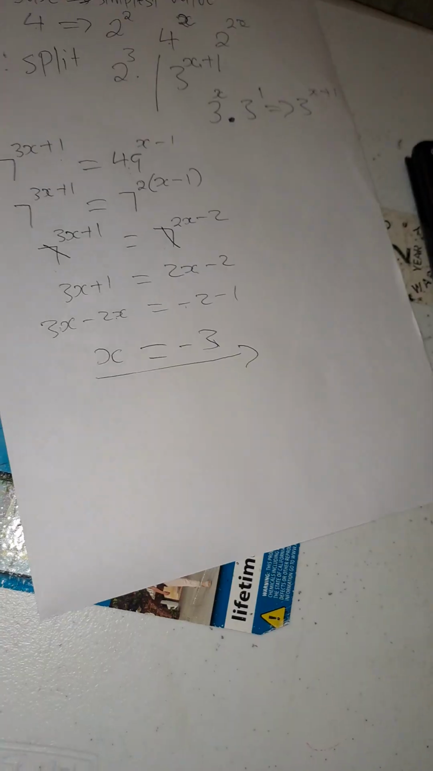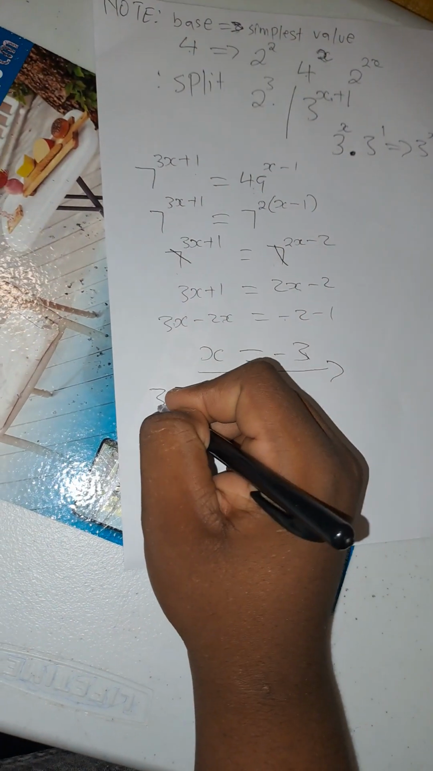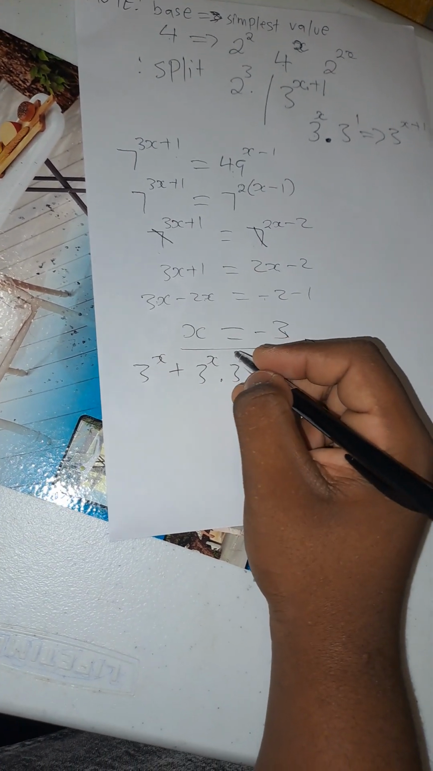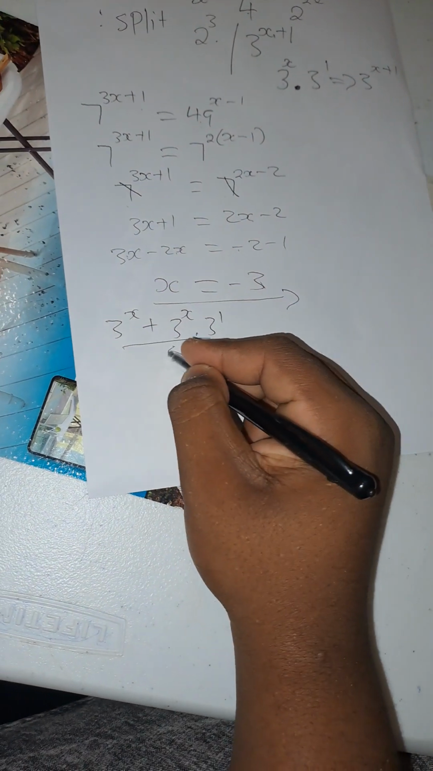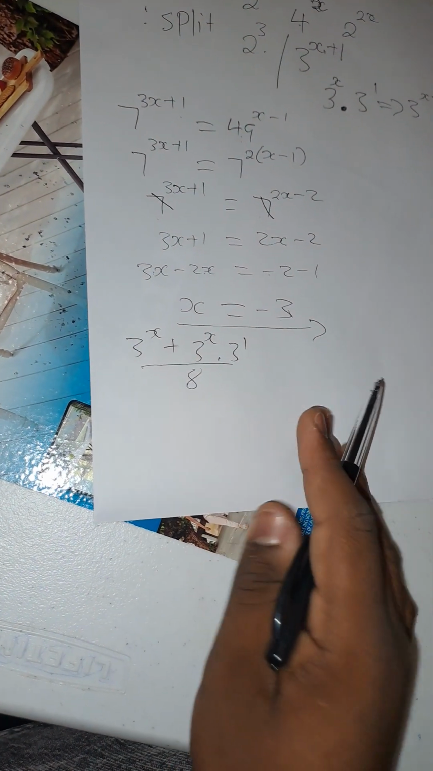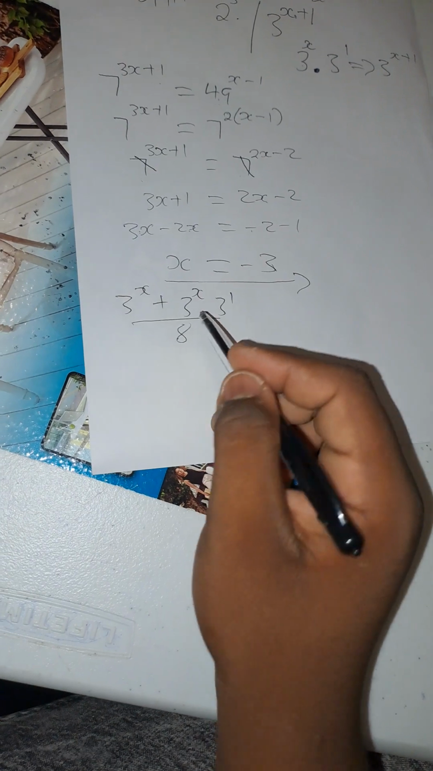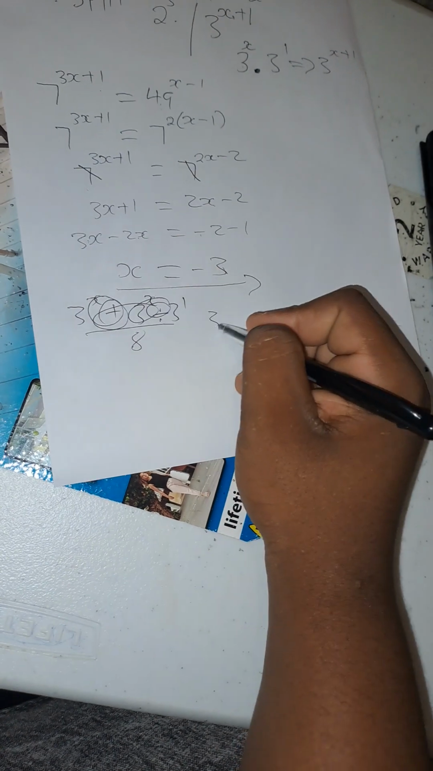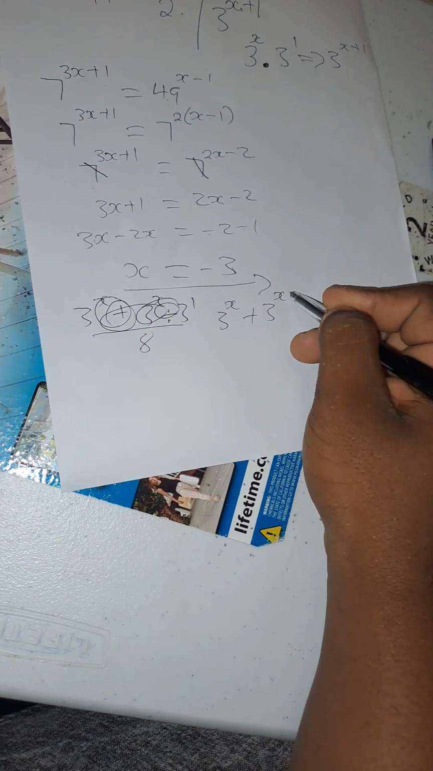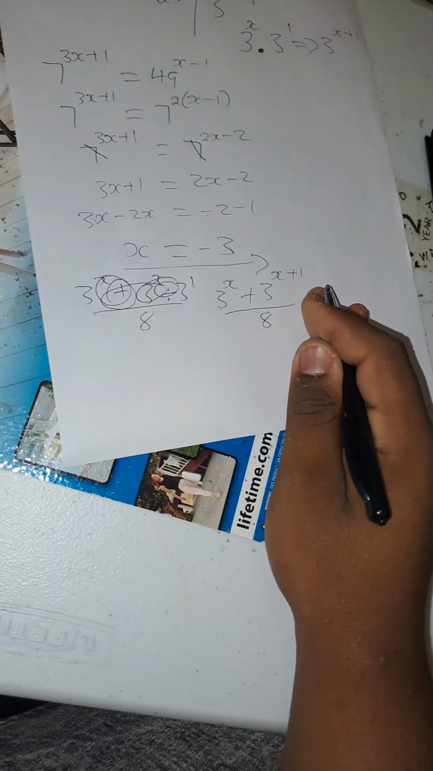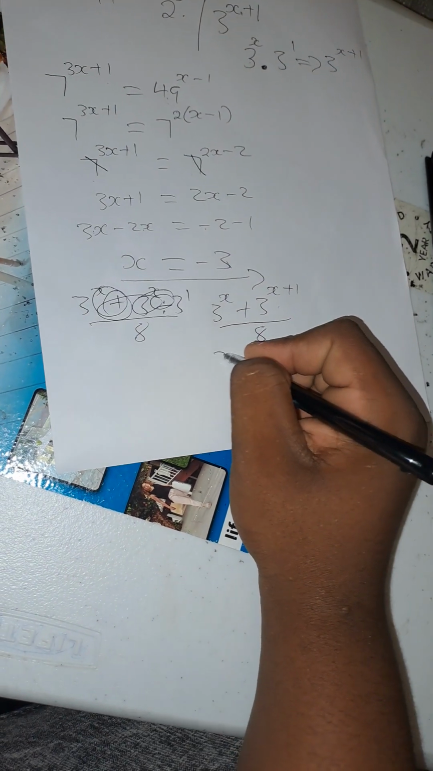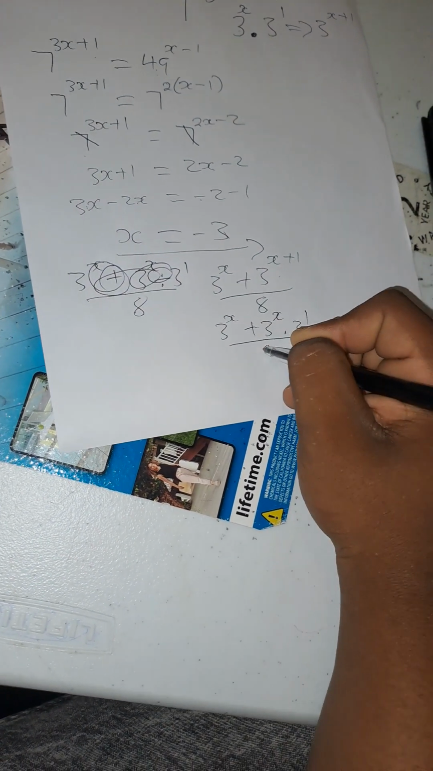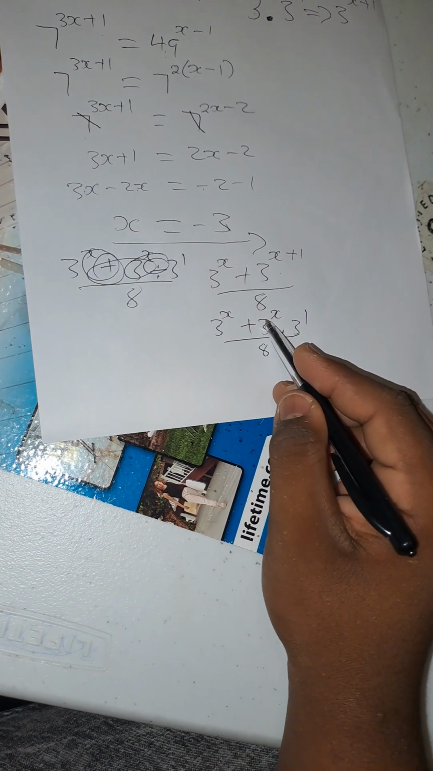Let me check. Let's just do this last one. Sorry, it's plus: 3 to the power of x plus 3 to the power of x plus 1, over 8. Okay, so now I see the 3 and 8. Let me check what I can do. Since I have this one, I can split. So 3 to the power of x plus 3 to the power of x times 3 to the power of 1, over 8.